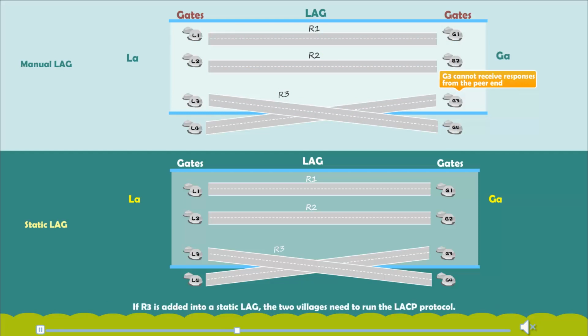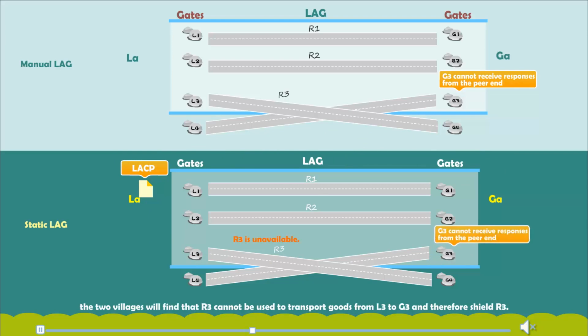If R3 is added into a static LAG, the 2 villages need to run the LACP protocol. By running the LACP protocol, the 2 villages will find that R3 cannot be used to transport goods from L3 to G3 and therefore shield R3. This example shows that if a manual LAG is used, faults may not be detected accurately.